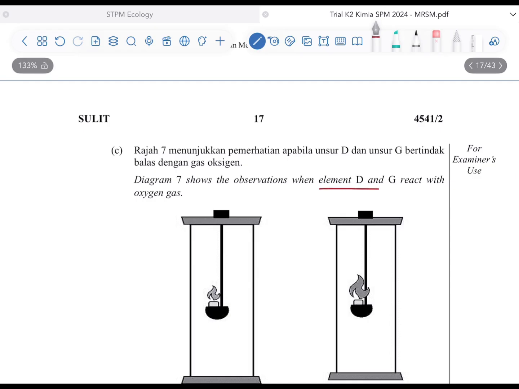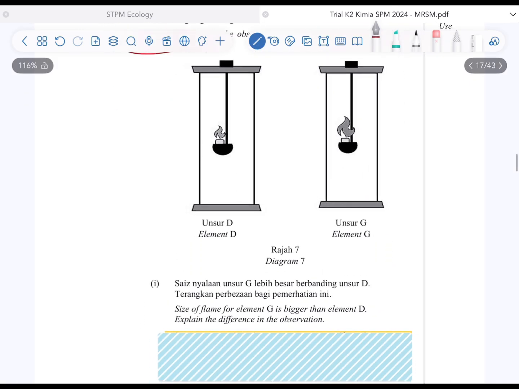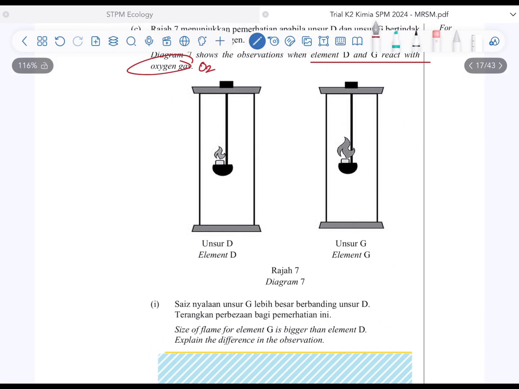Diagram 7 shows the observations when the elements D and G react with oxygen gas, which is O2. The size of the flame for element G is bigger than for element D. It has a larger flame. Explain the difference in the observations.